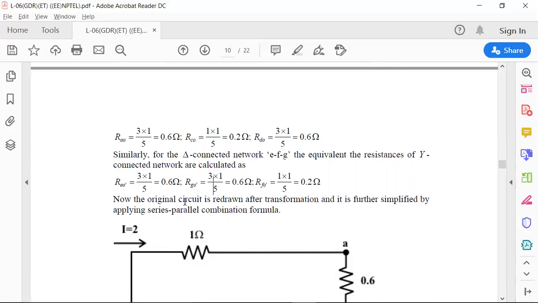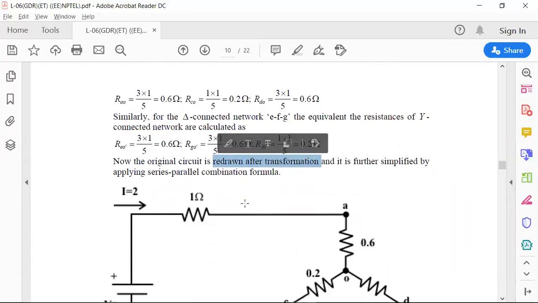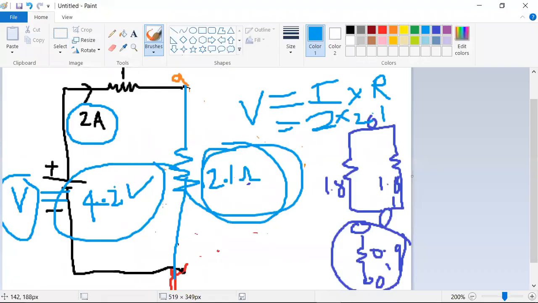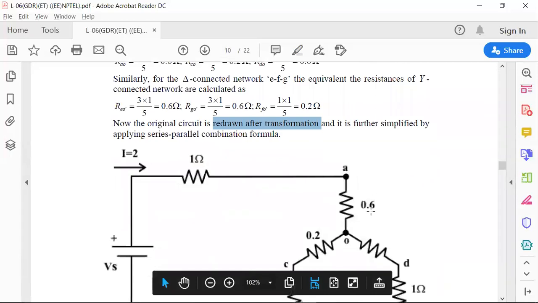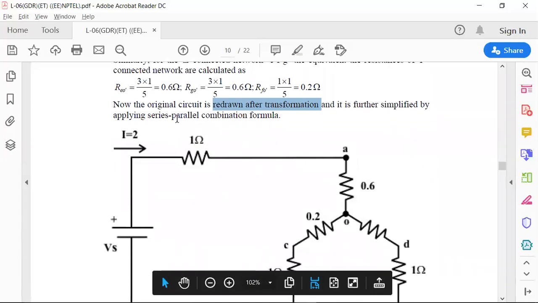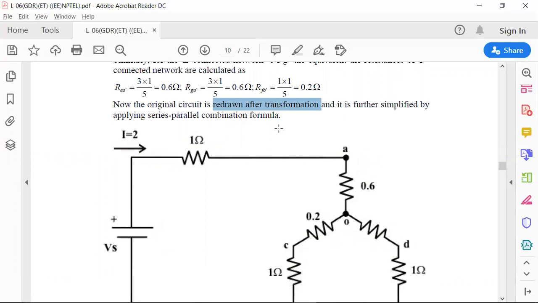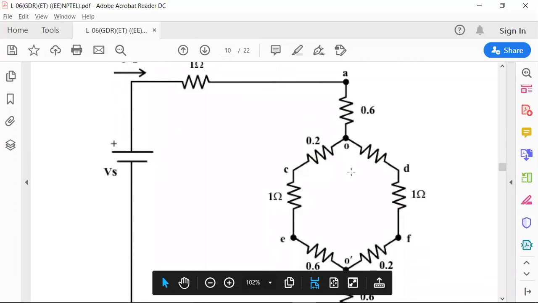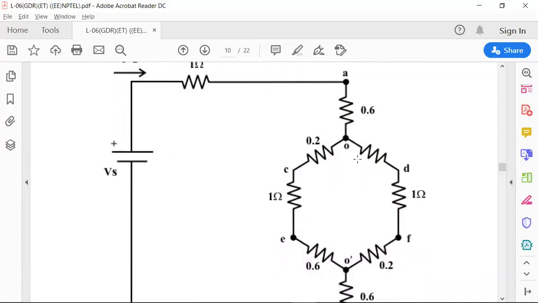Now the original circuit is redrawn after the transformation. After this transformation, we redrew it again in the PPT in paint format. Please try to observe here. Then it is further simplified by applying series-parallel combination. I redrew the circuit to apply the series and parallel combination. After redrawing, the circuit is very clear to understand. You can easily find which is series and which is parallel.